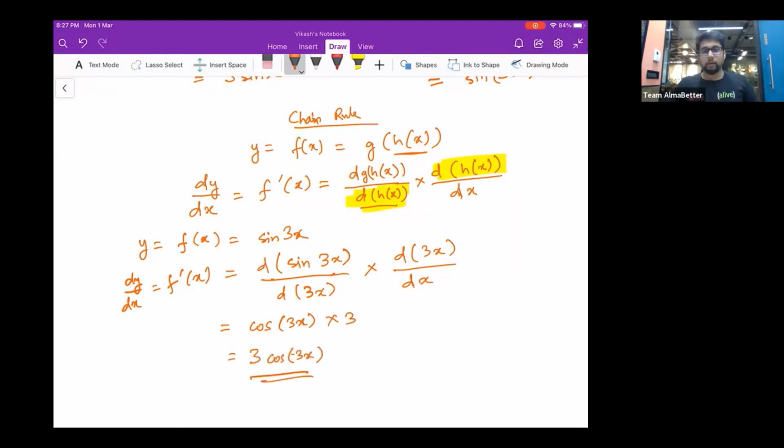Okay, so this is how you calculate derivatives using chain rule.